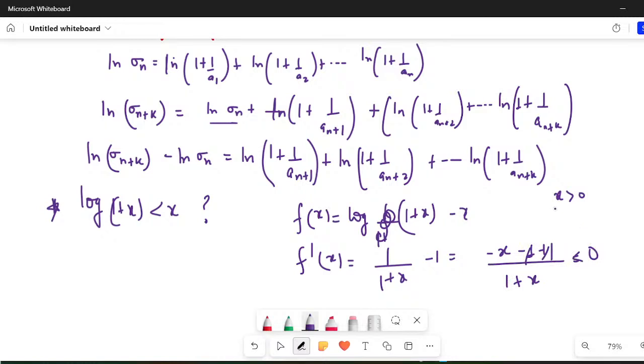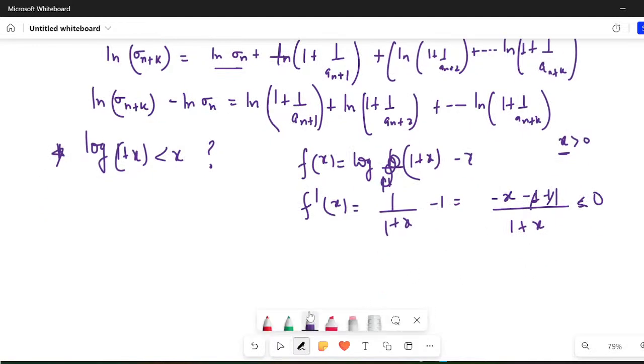Why less than 0? Because x is greater than 0. If x is greater than 0, this particular thing would be less than 0 because minus x is here and 1 plus x is here. It implies that f dash x is less than 0. It implies f(x) is a decreasing function.